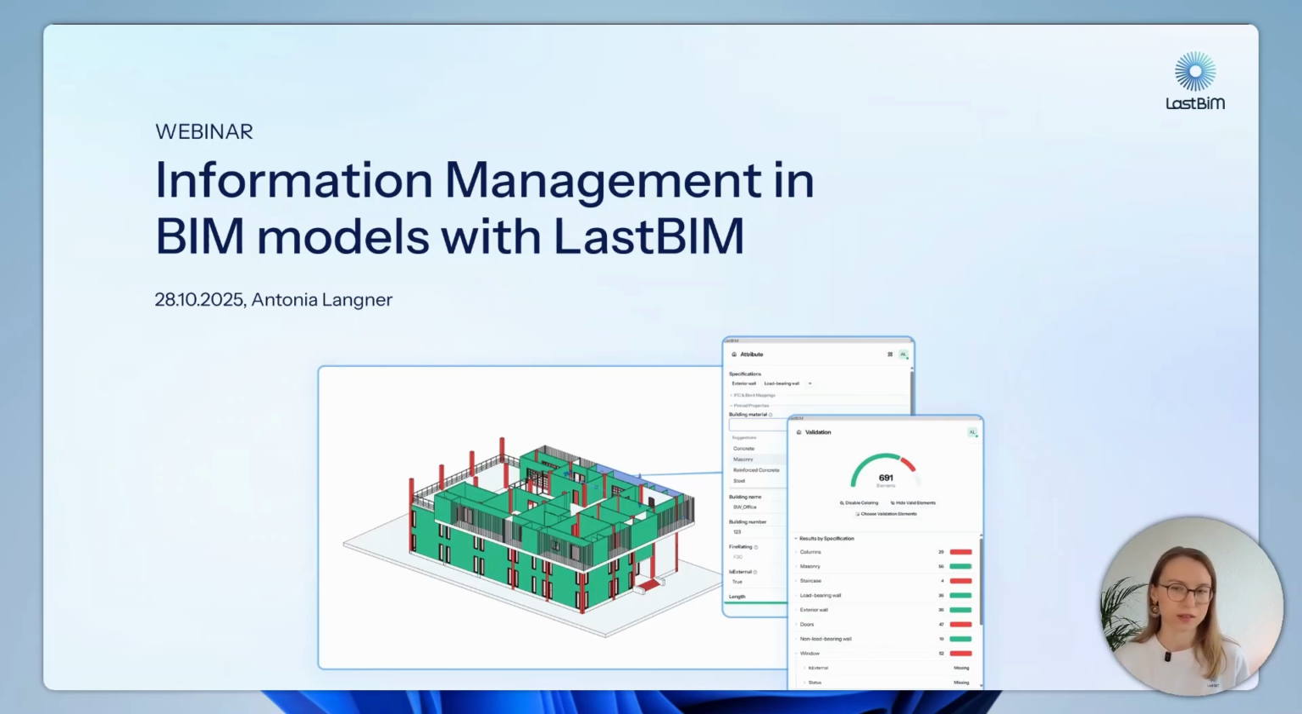How does the definition of those information requirements look like in LastBIM? And then we will also look at how LastBIM supports the attribution of the models in Revit and Co. and how I can ensure that every required property is actually included in the BIM model.